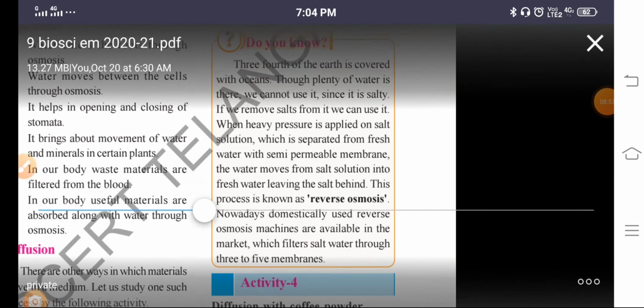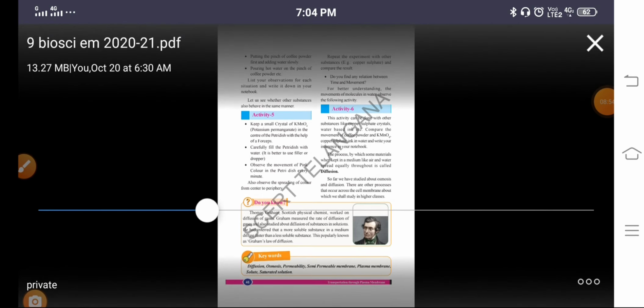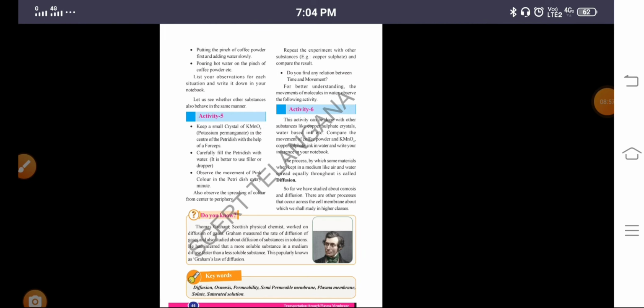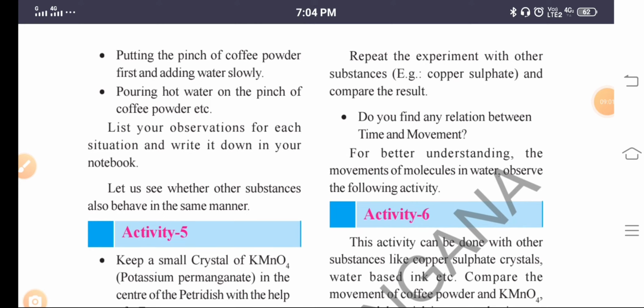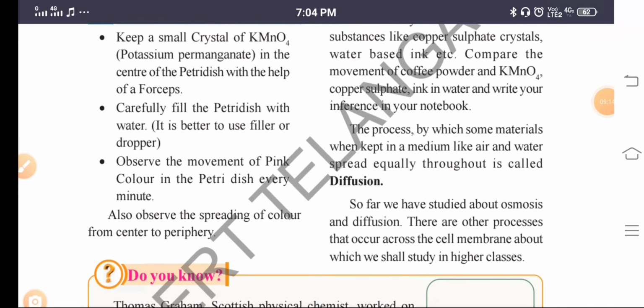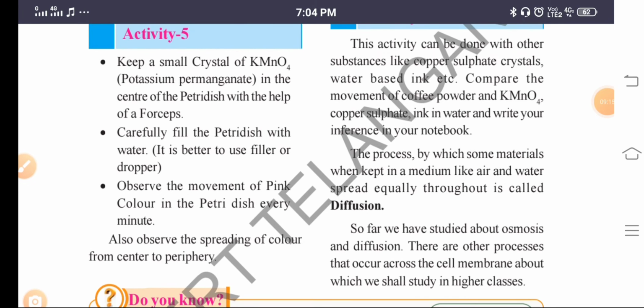Putting a pinch of coffee powder first and adding water slowly. So pouring hot water on the pinch of coffee powder. So let us list your observations. We can do these experiments easily. And the diffusion experiment is very simple.